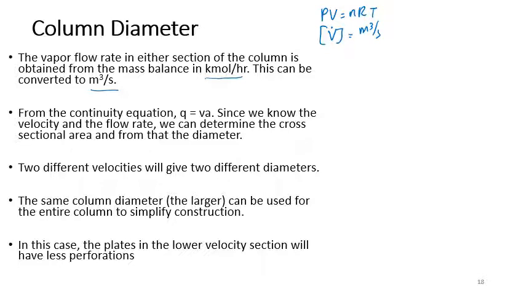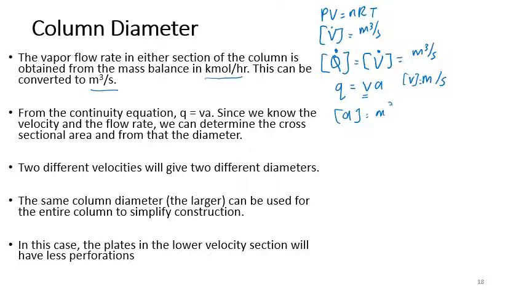Okay, so let's say you have this flow rate. To familiarize with your fluid mechanics lesson, Q. The unit of Q is the same as the unit of V, meter cube per second. So using the continuity equation, Q, capital Q or small q doesn't matter, equals VA. The V here is the superficial velocity. If you decide on the velocity in meters per second, then you can find A, the area. The unit is meter squared.